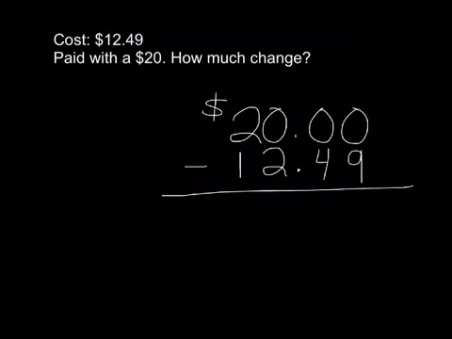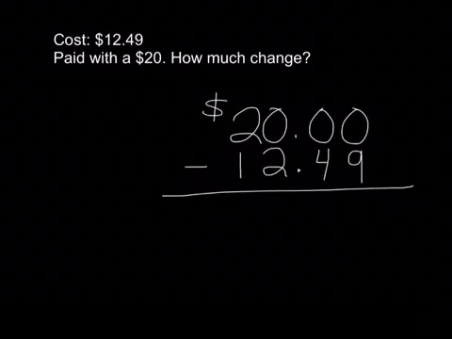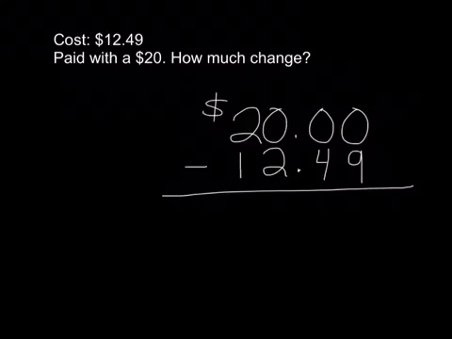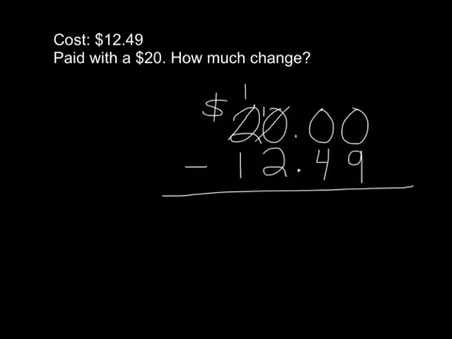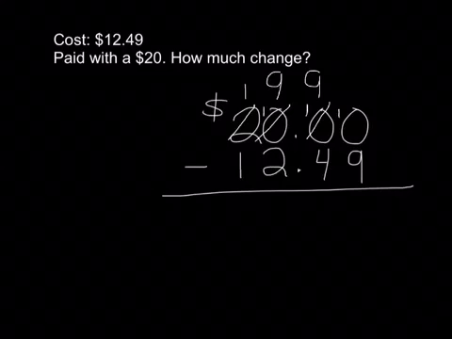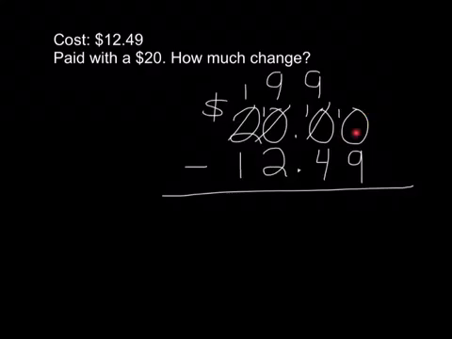$12.49. Now, again, you should be noticing all these zeros we have to deal with. So I'm going to go all the way over to my tens place and borrow. I'm going to make that a 10, but I'm not done. I'm going to cross out that 10 and borrow 1. I'm going to keep doing it until I get here. Don't make the mistake of crossing this out. You don't need to do it, because you don't need to borrow from that 10.